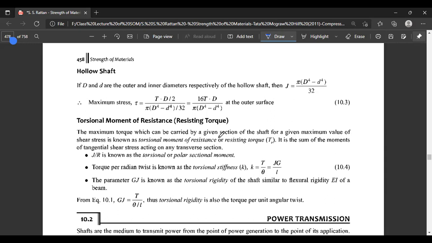Now, torsional moment of resistance or resisting torque. The maximum torque which can be carried by a given section of the shaft for a given maximum value of shear stress is defined as the torsional moment of resistance, or the resisting torque.